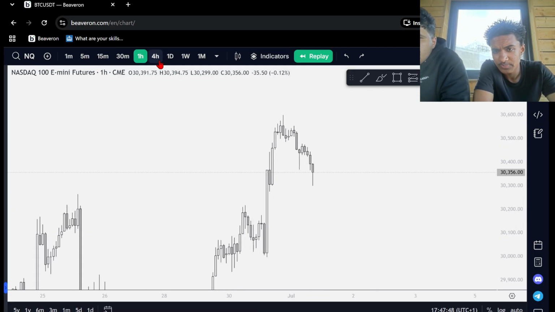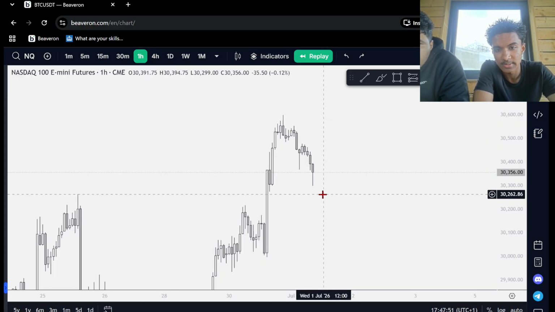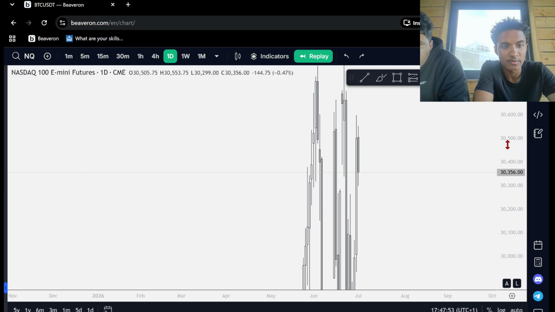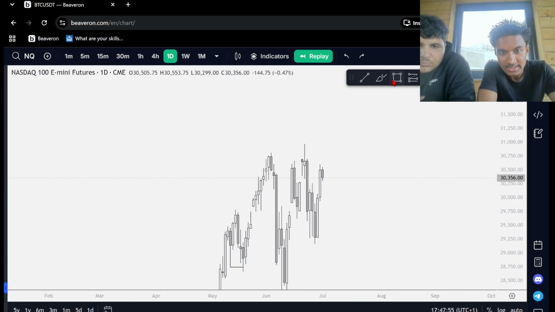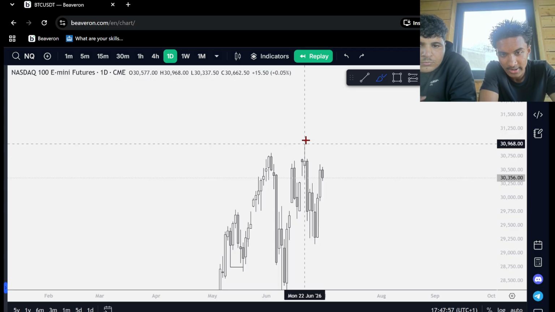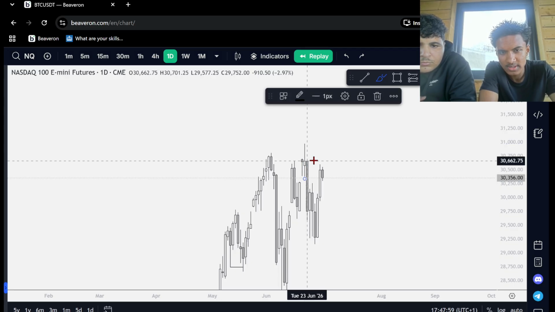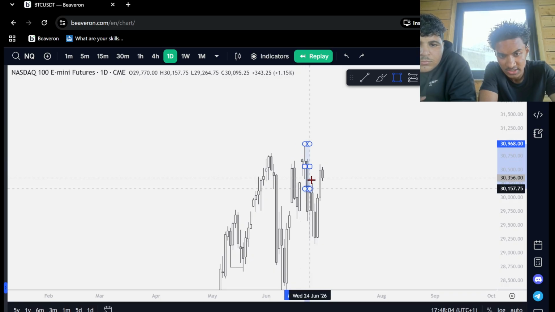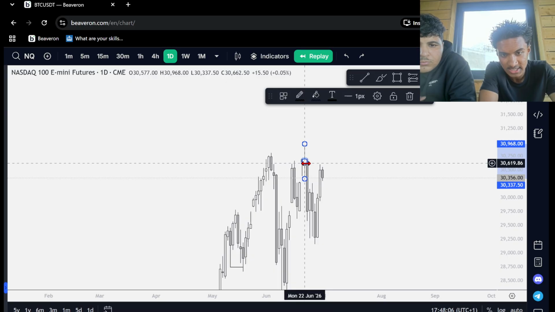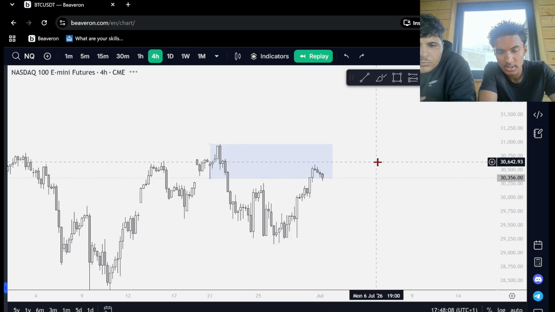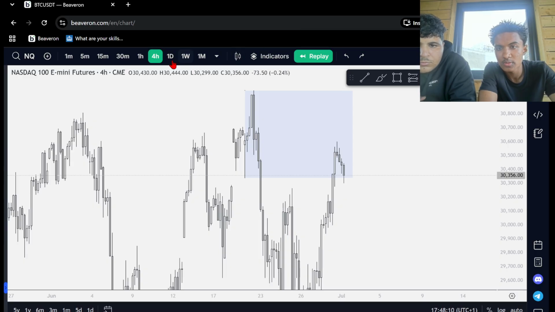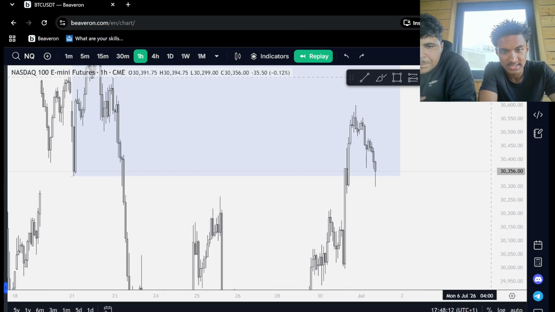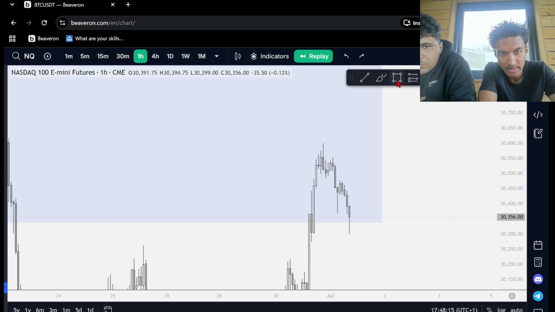So first, what can we see when we come into this particular day? We can see that we've tapped into our daily POI. At this point in time, we want to see a reaction from here, and we want to see bearish price action. And when we go to the lower time frames, what can we see? We can see price respecting our bearish PDAs, our bearish POIs. As you can see, respected, and it's also respecting gaps.